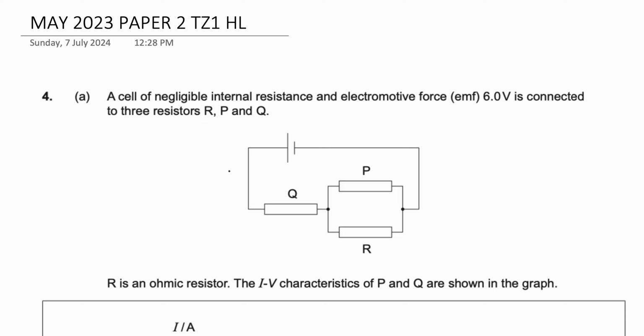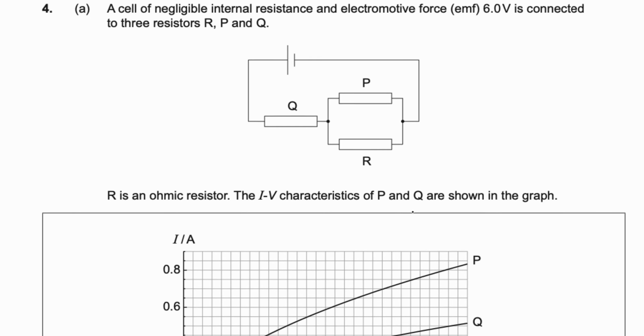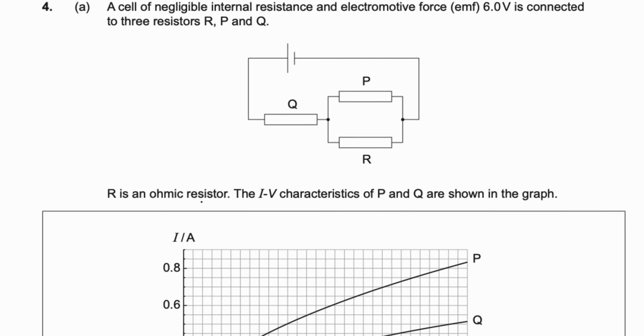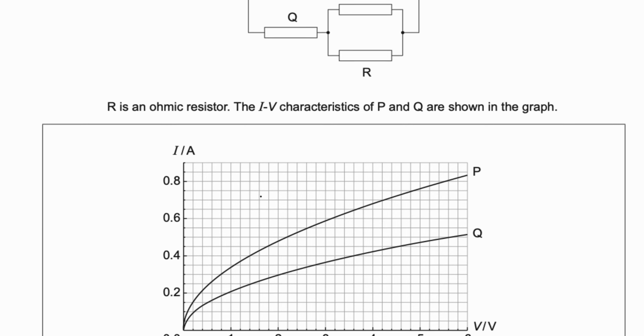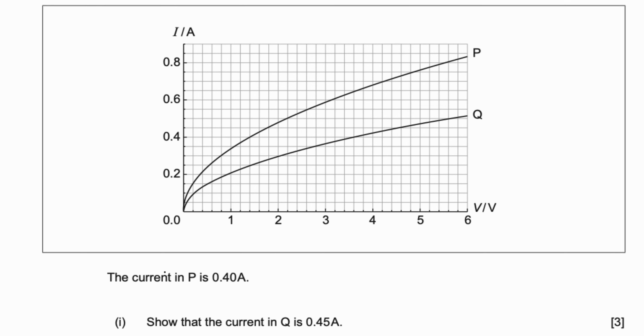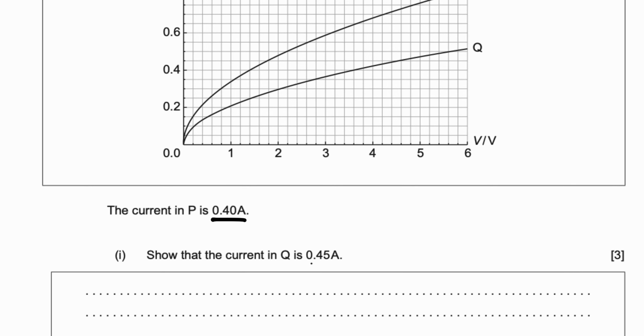R, P and Q. So here they've given us some diagram. R is an ohmic resistor. The IV characteristics of P and Q are shown in the graph. So here they've given us a graph. The current in P is 0.4 amperes. Show that the current in Q is 0.45 amperes.